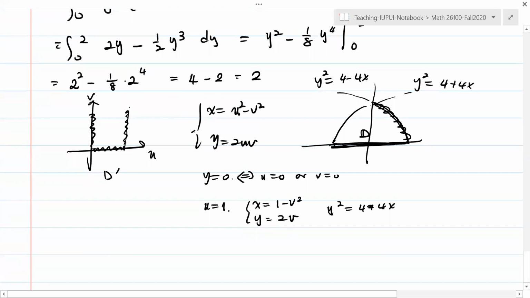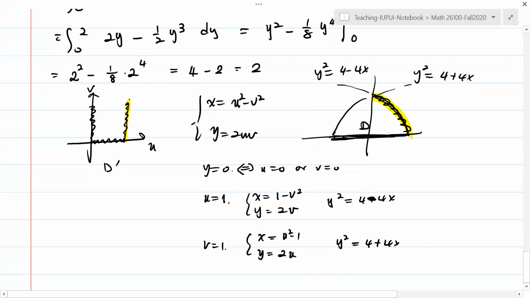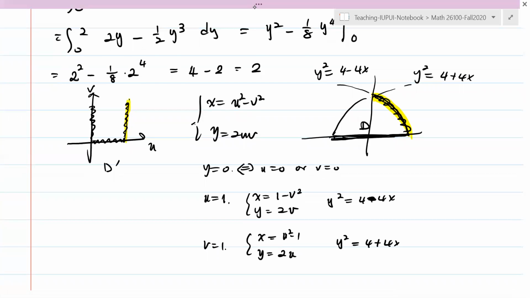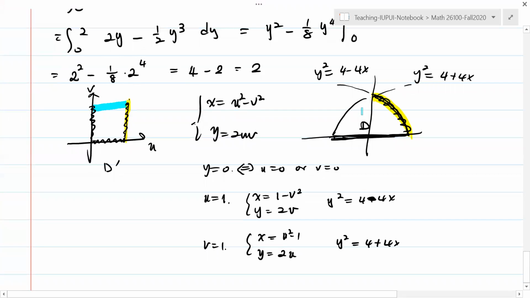It's minus, yeah, it's minus. Okay, so this side, let me mark it. This side corresponding to this side. And then you look at the case when v equals 1. When v equals 1, x is going to be u squared minus 1, y equals 2u. So that means y squared equals 4 plus 4x. Okay, so this side is sent to here.